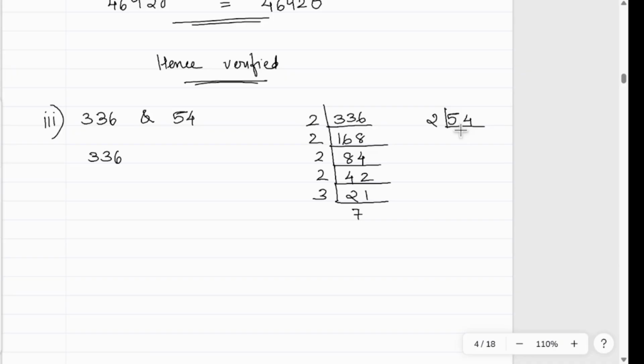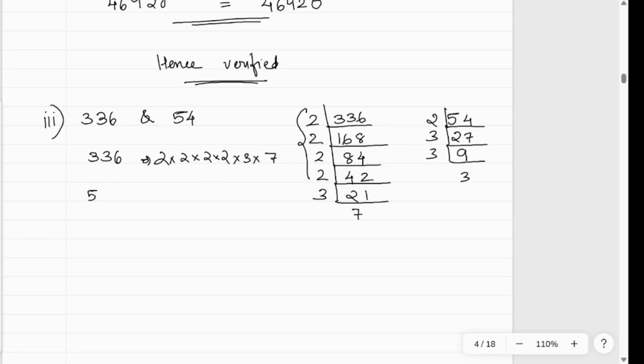When divided by 2, we will get 27. 27 is divisible by 3, which is equal to 9. Again divisible by 3, which is equal to 3. So the factors of 336: 2 is repeating 4 times, 2 into 2 into 2 into 2, into 3, into 7.